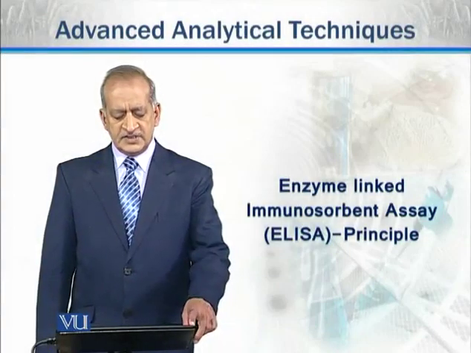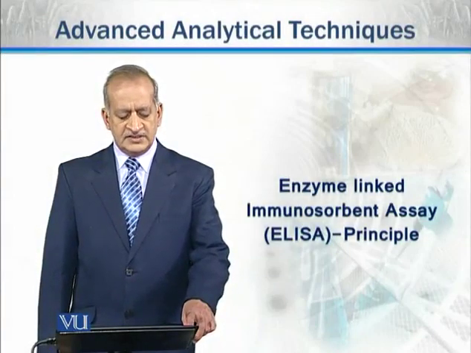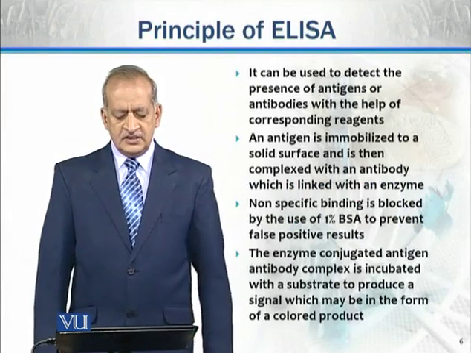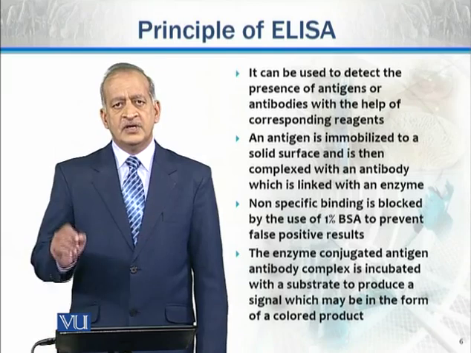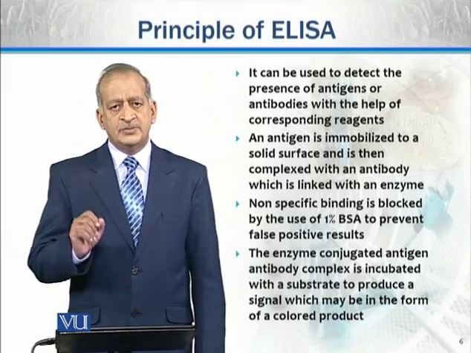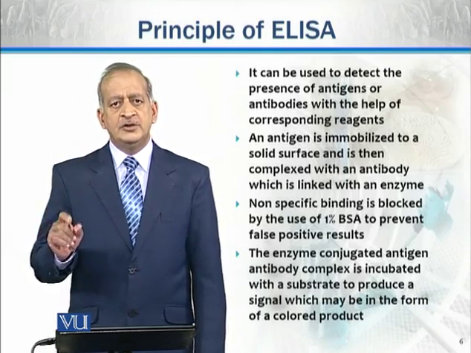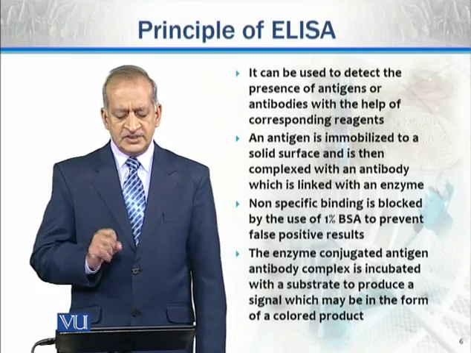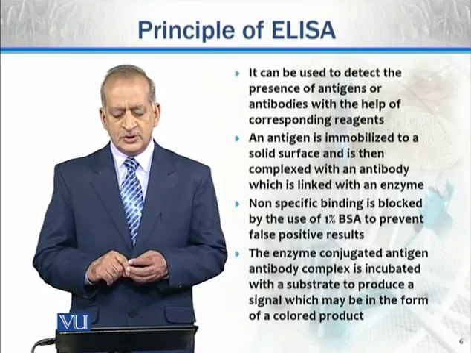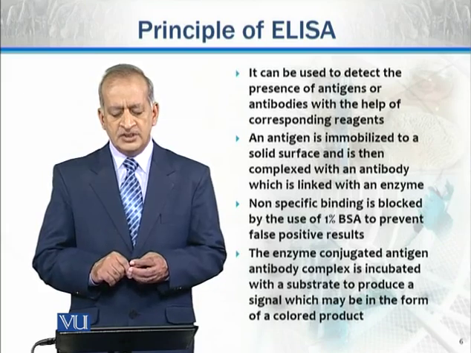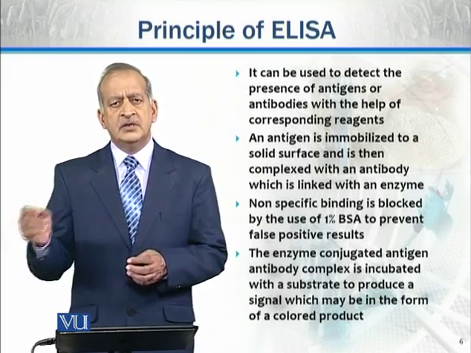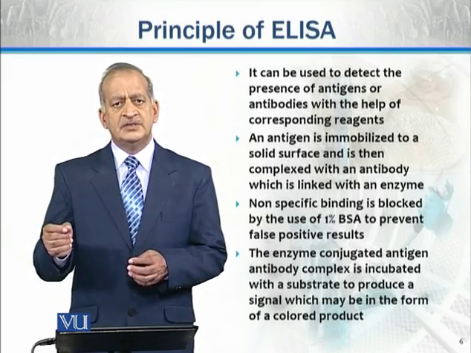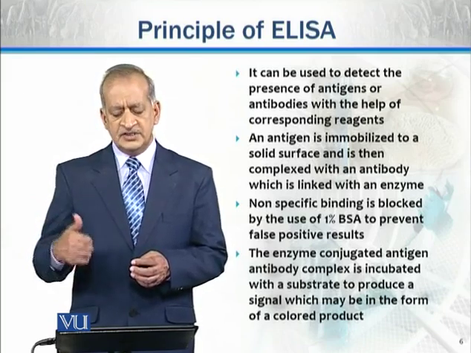So next we will discuss the principle of ELISA. ELISA, as we have already discussed, is based on detecting a particular antigen and antibody due to their interaction. So this method can be used to detect the presence of particular antigens or antibodies with the help of corresponding reagents: the enzyme-labeled antibodies, then their substrates, and so on.